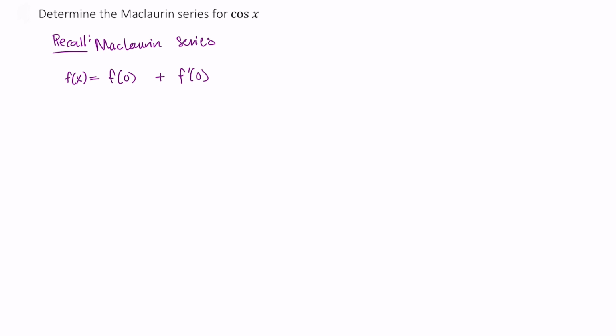Actually, let me include a little more information just to help you see the pattern. This would be times x to the 0 power, which is 1, divided by 0 factorial, and by definition 0 factorial equals 1. This is times x to the 1 power divided by 1 factorial. To that, we are going to add the second derivative evaluated at 0 times x to the second power divided by 2 factorial. And we keep going.